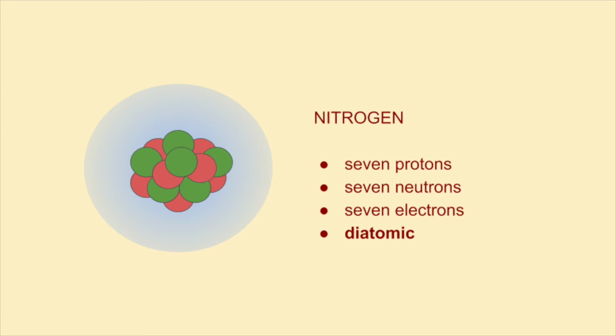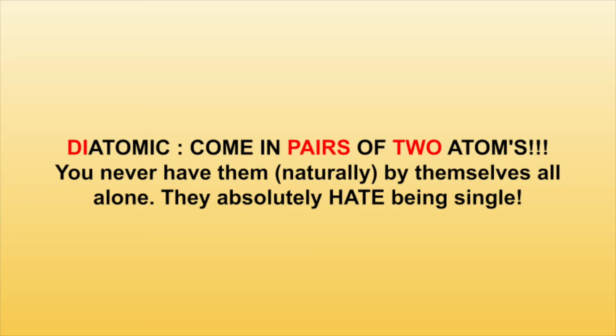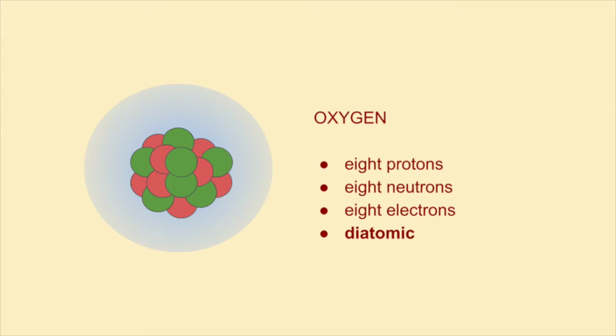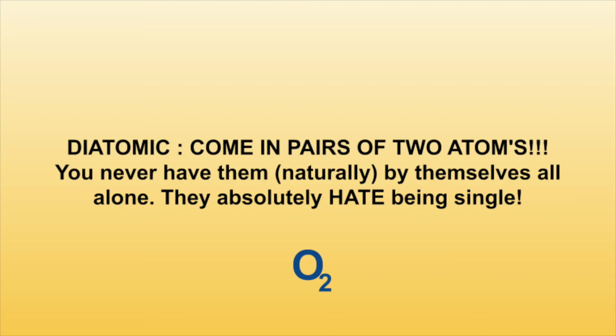Then we have nitrogen. It has 7 of everything. And it's diatomic. What again? Well, diatomic elements are those that come in pairs of two atoms. They hate being alone, so they stick together when they're not stuck in any other compound. This is our favorite, oxygen, with 8 of everything. It's also diatomic, which explains why you always see it written as O2, because there are 2 oxygen atoms.